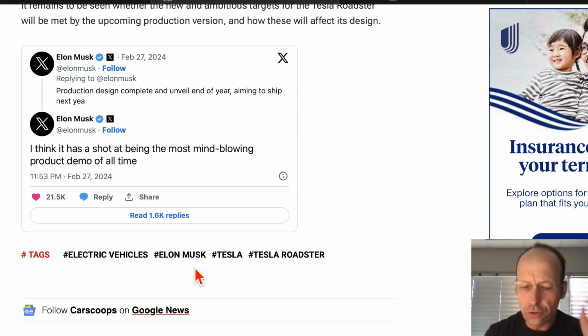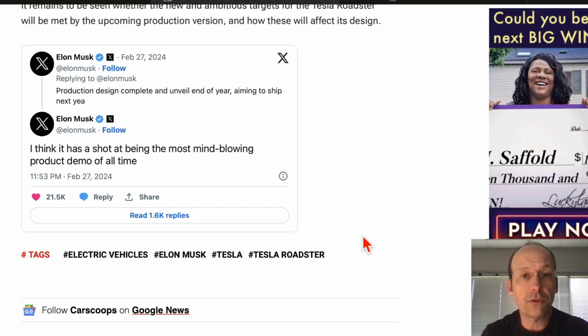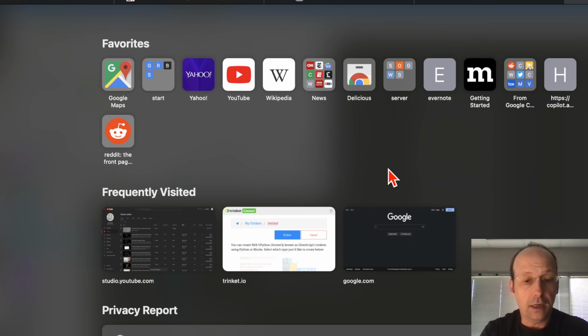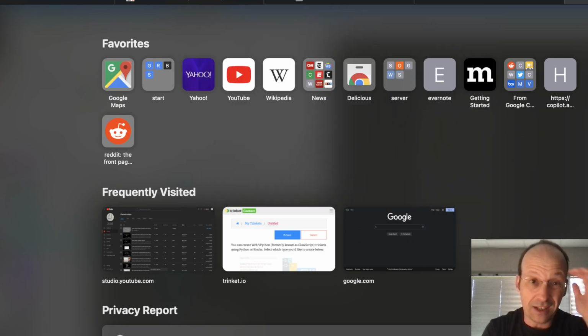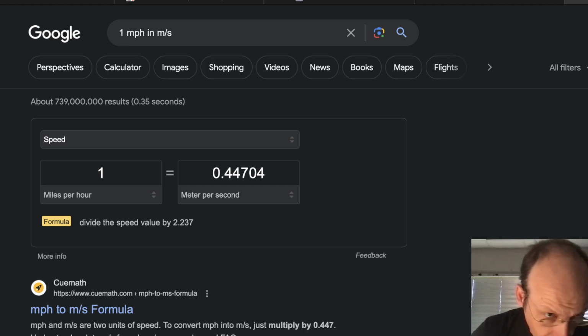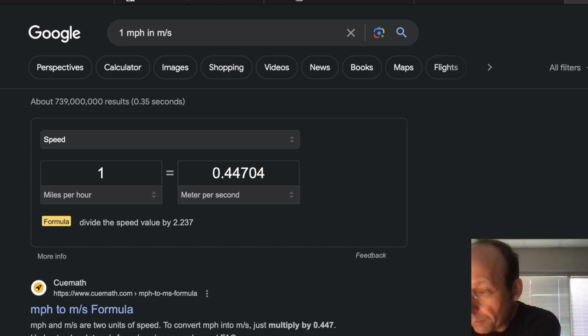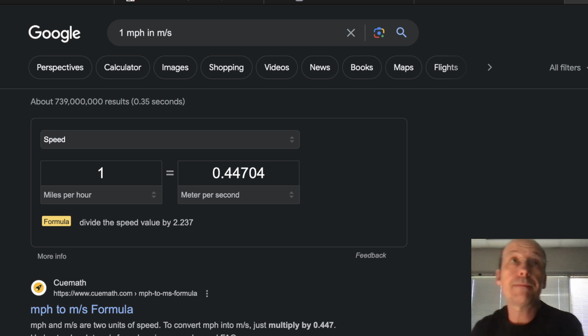I do need the conversion before I forget. Let's convert 1 mile per hour in meters per second, because I want to deal with this. So I'm going to write that down. 1 mile per hour equals 0.447 meters per second. Okay, I'm going to need that.